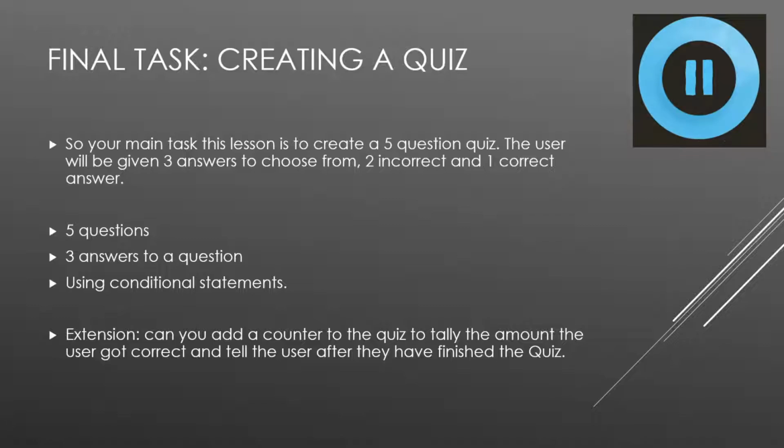The format of those conditional statements is up to you. Like I said, you could compare them to the answers, or you could give the user the option to choose from answers A, B, or C. Again, that's totally up to you. And then if you do get a chance and you finish all 5 of those questions and you have a working quiz, there's a small extension task at the end. And what I want you to do in that extension task is, can you add a counter to the quiz to tally the amount of questions the user got correct?